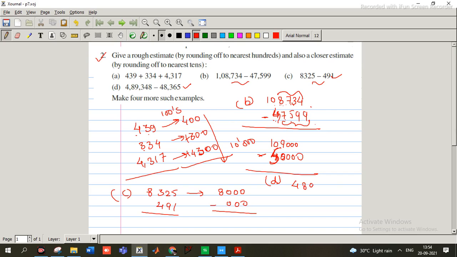It's 489348 and this is 48365. Let's approximate the last 4 digits. As it is 9348, which is greater than 5 in this place, I'll have to increase this number by 1, so it will become 49 and then the last 4 zeros. And 48365 is greater than 45, right? So we'll write it as 49.